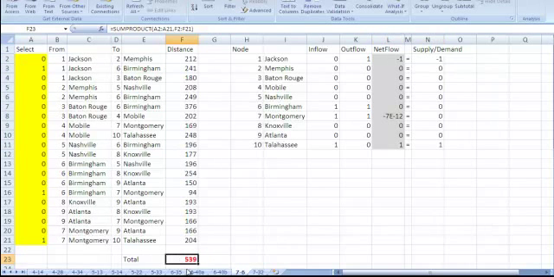Now Solver found a solution. Distance is 539 miles. We go from Jackson to Birmingham, Birmingham to Montgomery, Montgomery to Tallahassee.